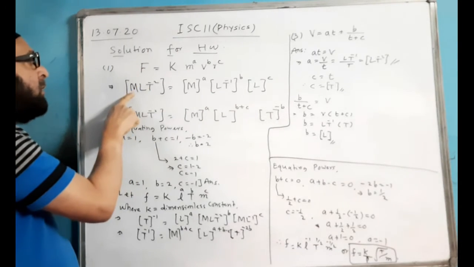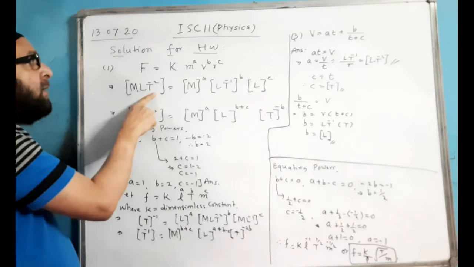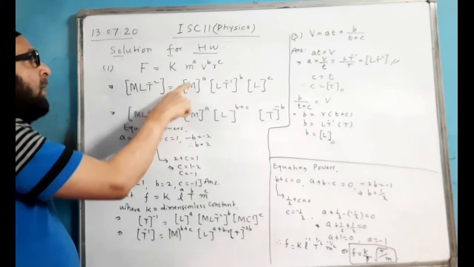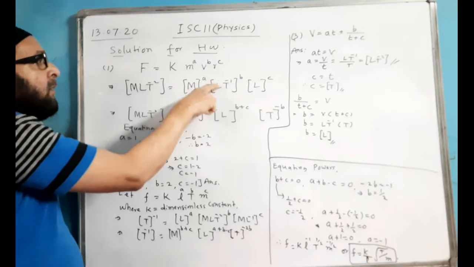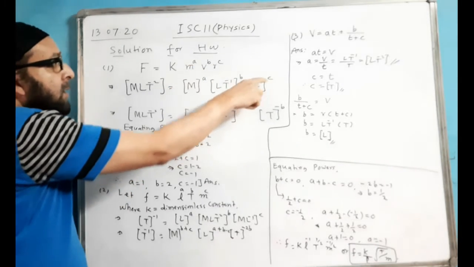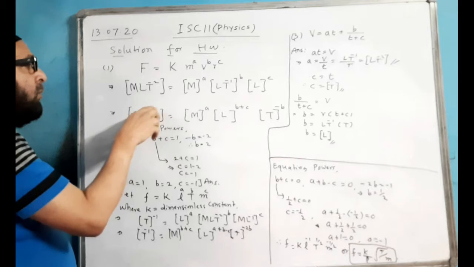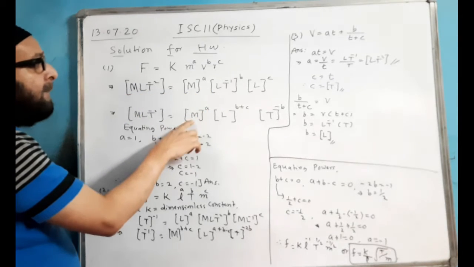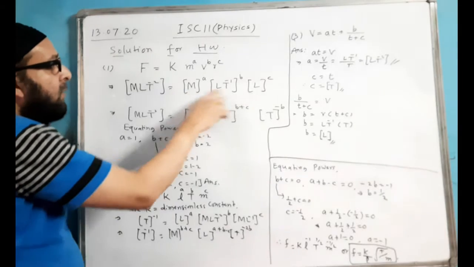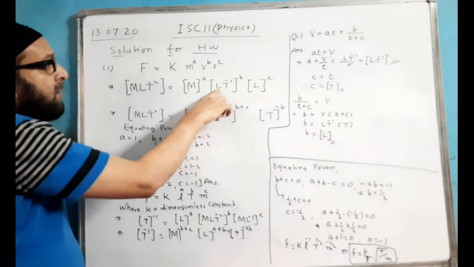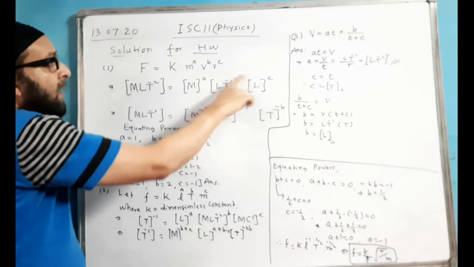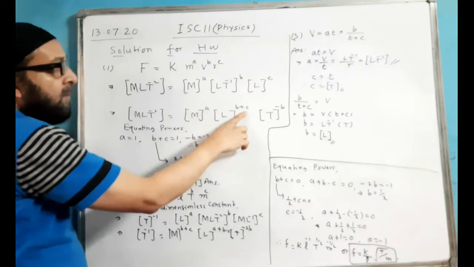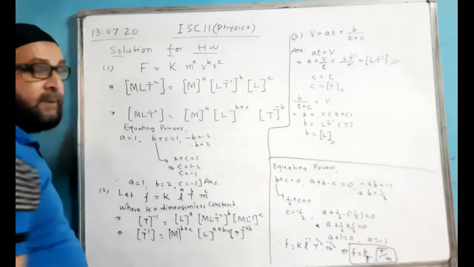Dimension of force is mass into acceleration, MLT to the power minus 2. K is a constant, so it has no dimension. Mass is M to the power a, velocity LT to the power minus 1, power b, R is L to the power c. Now M is coming once only, so you just copy it. Here L is coming in both places, so you add their powers: L power is b and over here L power is c, so it becomes b plus c. T to the power is minus b.